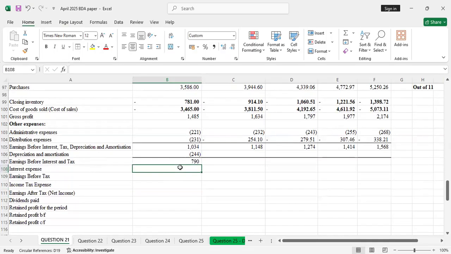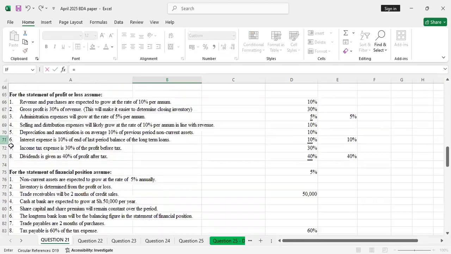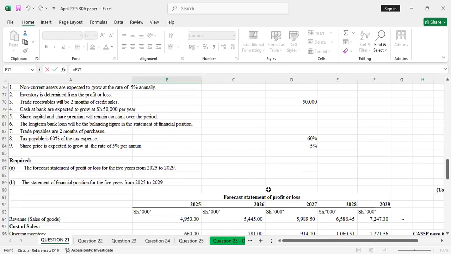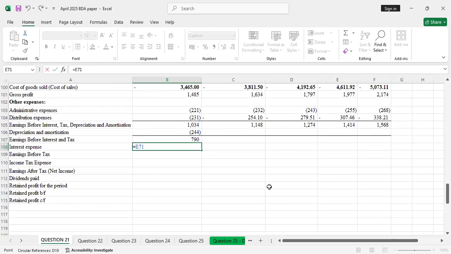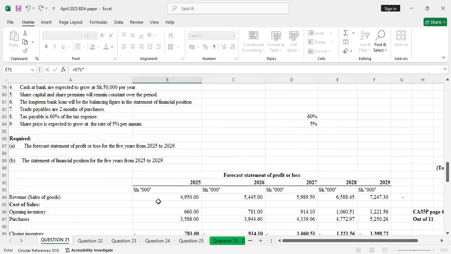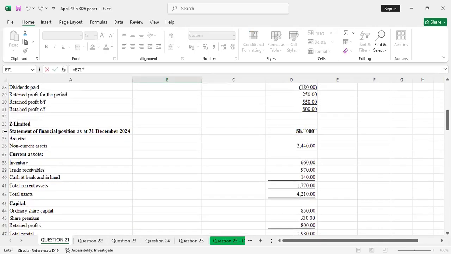So what is the interest expense? There was something on interest expense. So number 6. Interest expense is 10% of the end of last period balance of the long-term loan. So just equals to 10%. You take the 10% and you multiply by the last year loan. So last year, long-term loan was 2024.